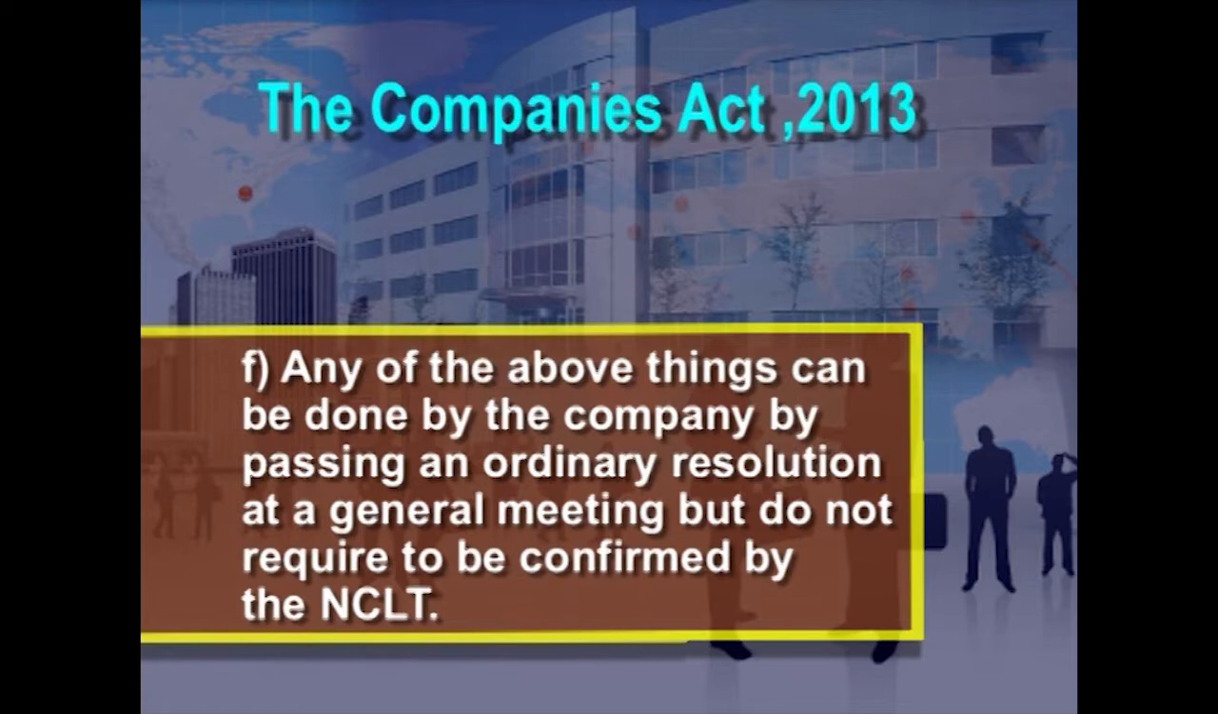Any of the above things can be done by the company by passing an ordinary resolution at a general meeting, but do not require to be confirmed by the NCLT. Within 30 days of alteration, notice must be given to the registrar of companies, who will record the same and make necessary alteration in the company's memorandum and articles.